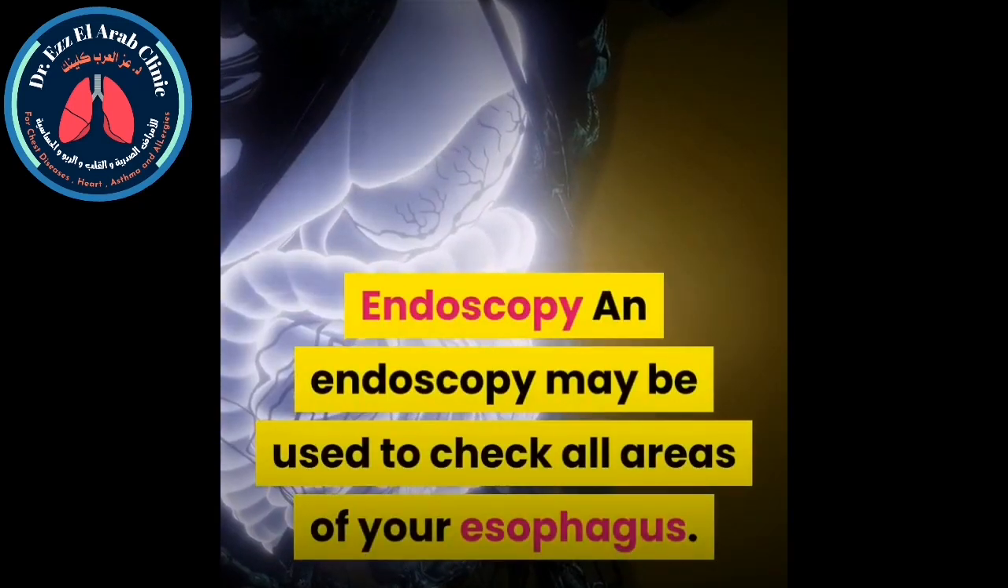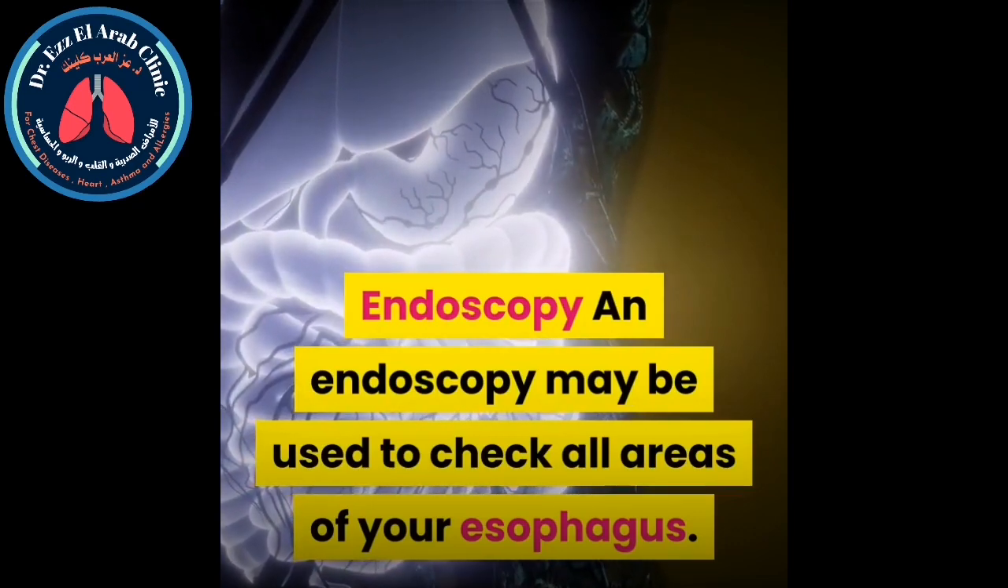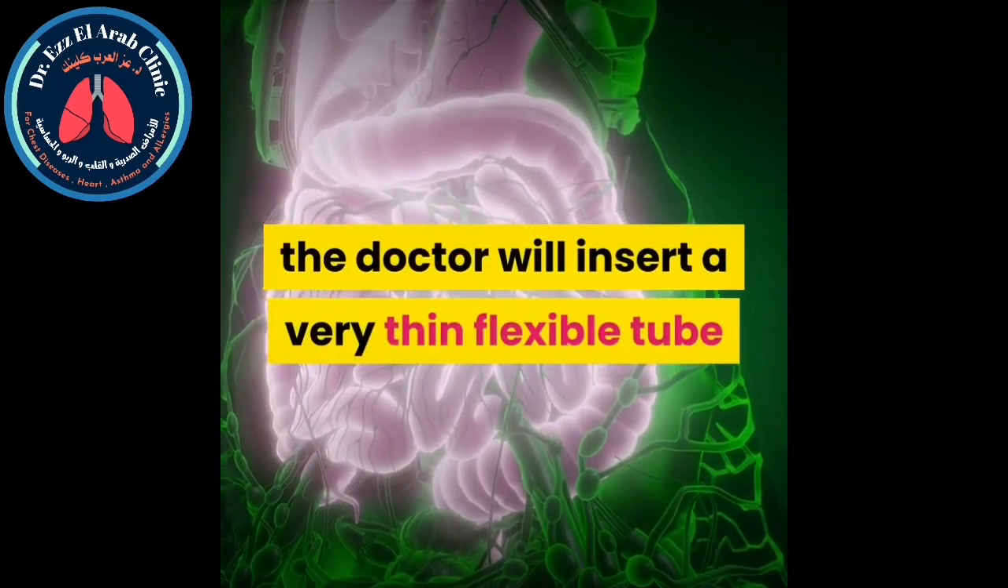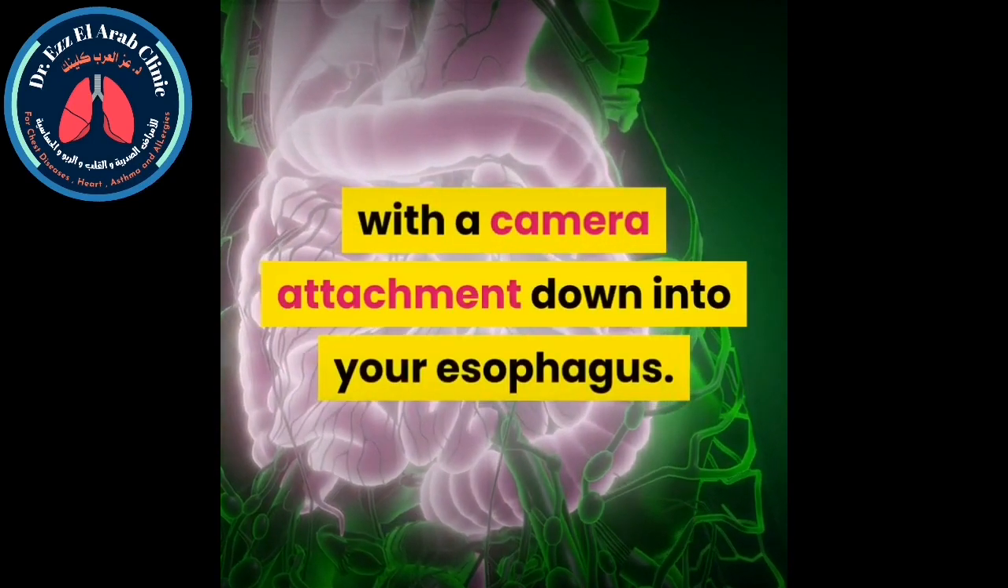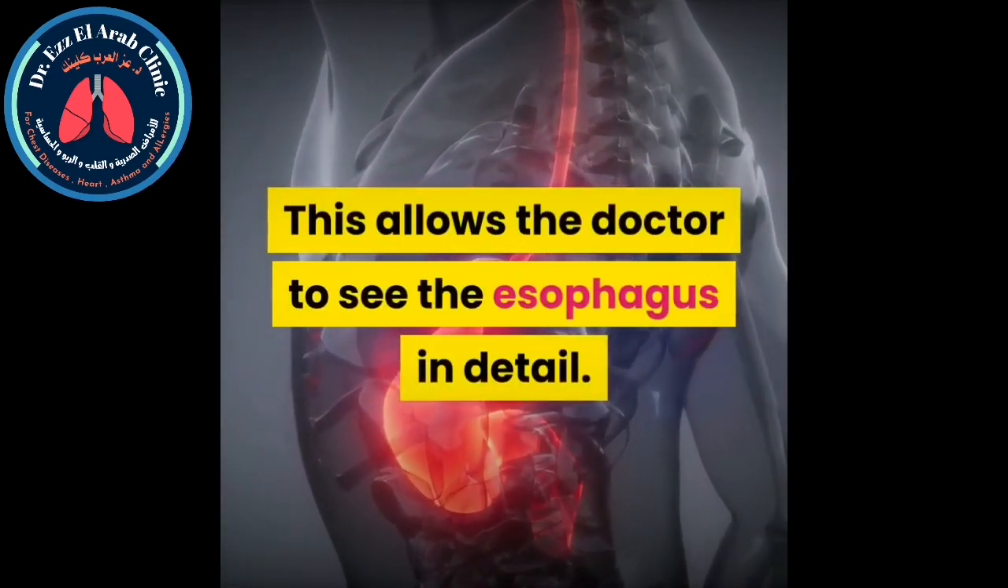Endoscopy. An endoscopy may be used to check all areas of your esophagus. During this examination, the doctor will insert a very thin flexible tube with a camera attachment down into your esophagus. This allows the doctor to see the esophagus in detail.